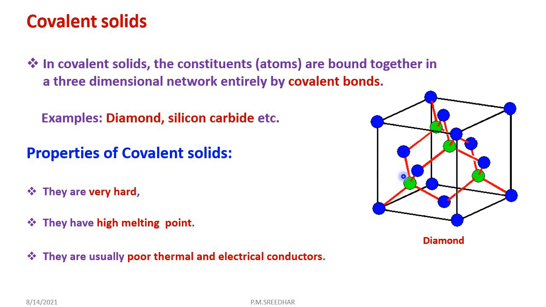Why are they poor conductors? If you see diamond, the constituent, that is the carbon atom, has 4 valence electrons in its valence shell. All the 4 valence electrons are involved in covalent bonding with neighboring carbon atoms. Therefore, no free electrons are available for conduction of electricity. Therefore, diamond does not conduct electricity.